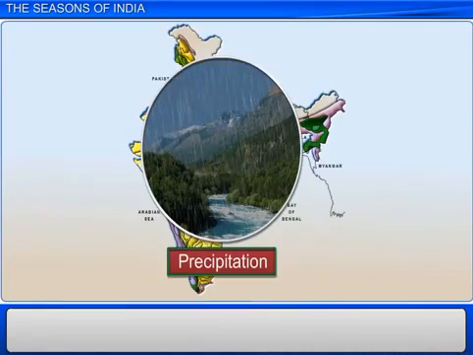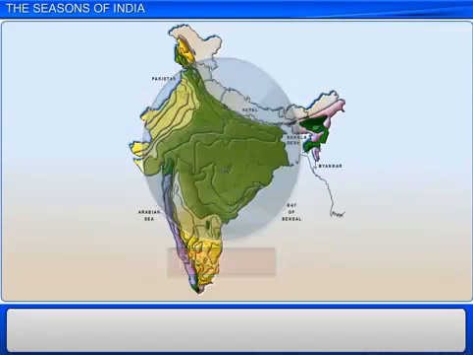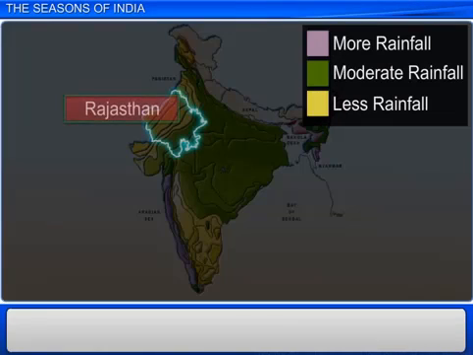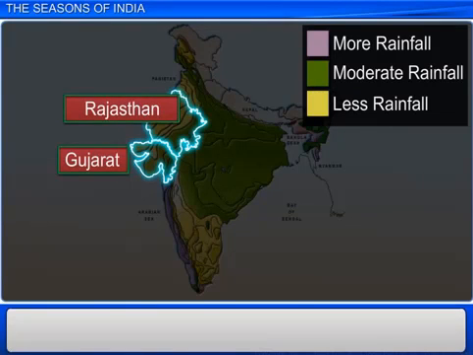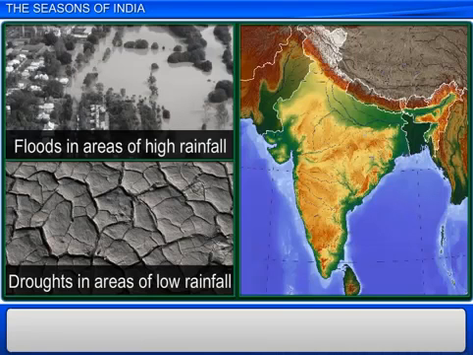Major variations can also be seen in the annual precipitation from year to year. The annual rainfall varies the most in the low rainfall regions of Rajasthan, Gujarat, and the leeward side of the Western Ghats. Areas of high rainfall are liable to be affected by floods, whereas areas of low rainfall are drought-prone.